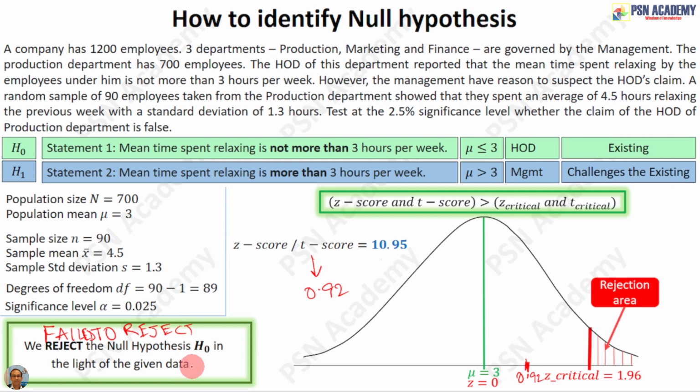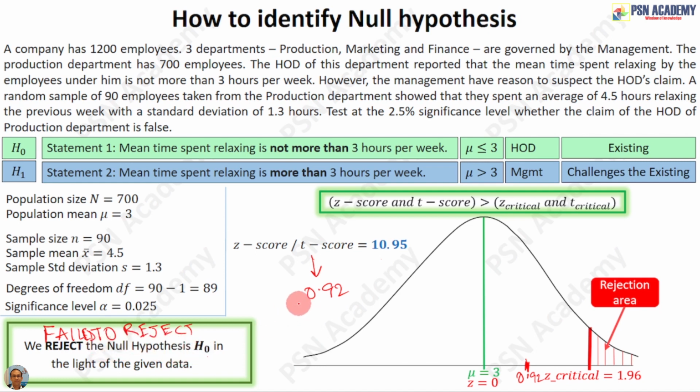Never say that we accept the null hypothesis, because we have already assumed the null hypothesis to be true. So there is no question of further accepting that, right? Now, since we have assumed the null hypothesis to be true, why are we going for testing? Then definitely our test will be to disprove the null hypothesis that we have assumed, right? So that is why we do not write that we accept the null hypothesis. We say that we failed to reject the null hypothesis.